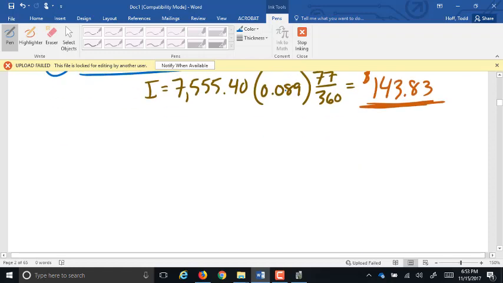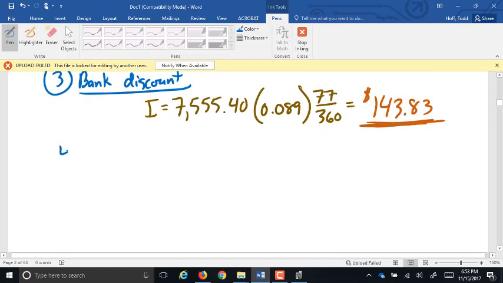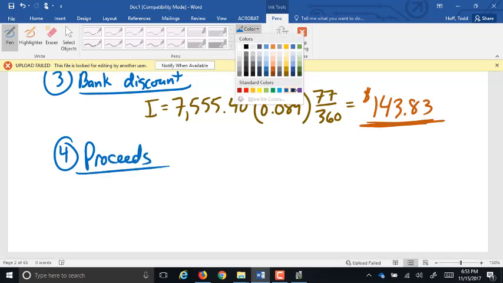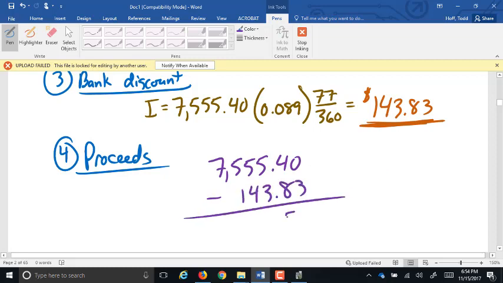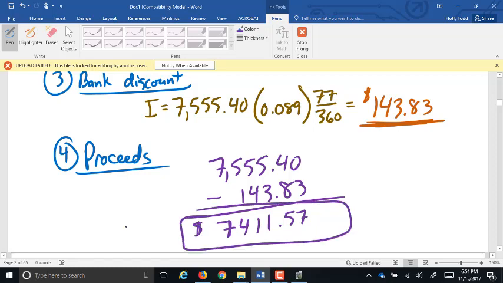The final step is to find the proceeds. This would be Sam's proceeds, which is going to be $7,555.40 minus $143.83. You got it.